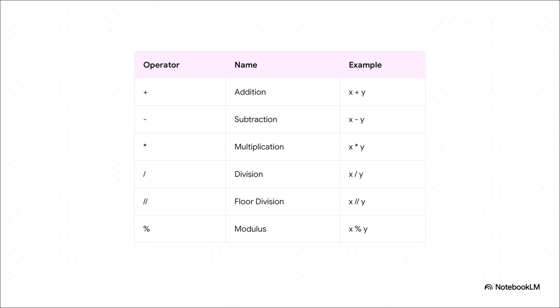Floor division divides and gives you just the integer result. It basically chops off the decimal. Modulus is brilliant because it gives you the remainder of a division. Trust me, these are absolute lifesavers when you're doing things like organizing data or calculating time.